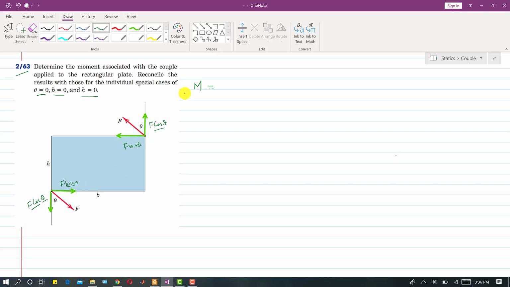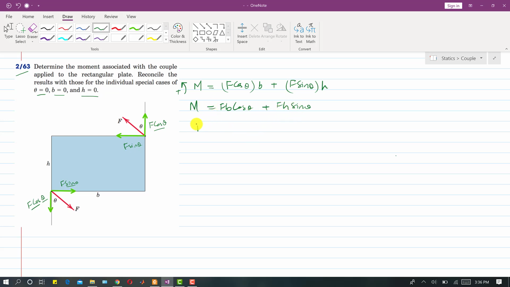So let's say that the counterclockwise moment is positive. Then I will write F cos of theta, and the perpendicular distance between the cos components is b, so I will multiply this with b. Then I will write F sine of theta, and the perpendicular distance between the sine components is h, so I will write h. So we can write F b cos of theta plus F h sine of theta. So this is the couple, right?